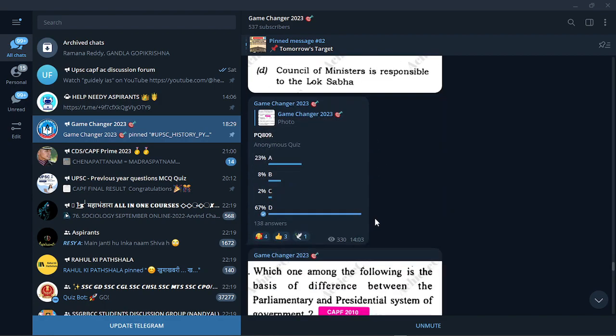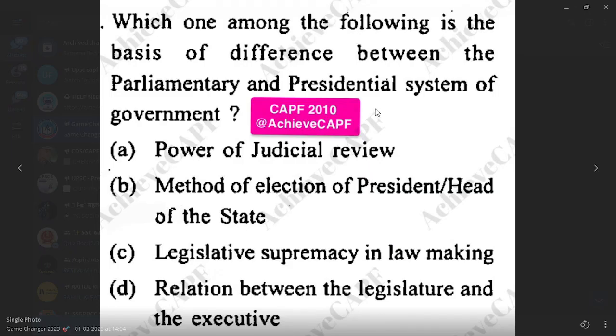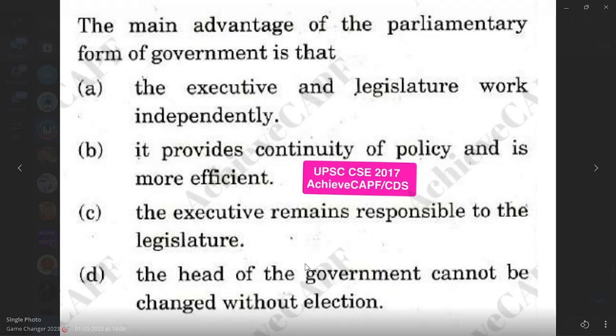Next. Which of the following is the basis of difference between the parliamentary and presidential system? Power of judicial review, method of election of president or head of state, legislative supremacy in lawmaking, relation between judiciary and legislature and executive. Okay, D. What do you say, Monica?